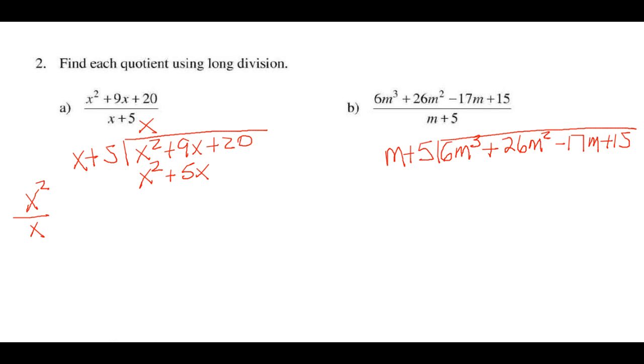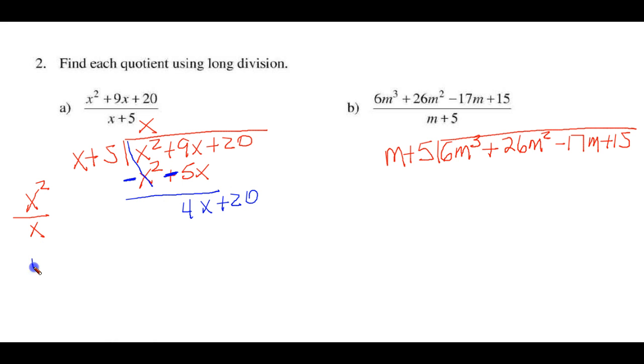Now what I'm going to do is put a line under that, but now what do I have to do to each of these terms? Change the signs. So now this cancels out, which is what I want, and this becomes 4x. I bring down my 20.